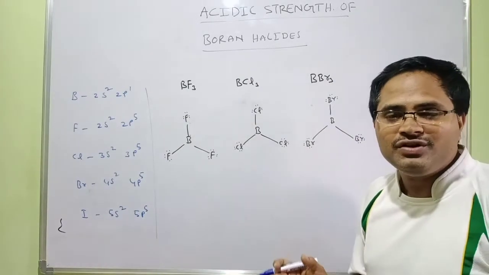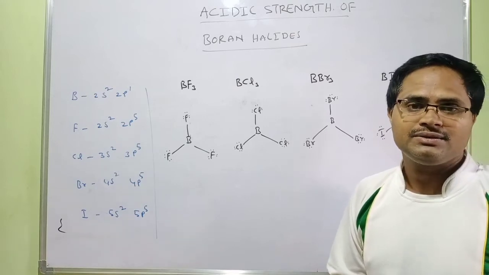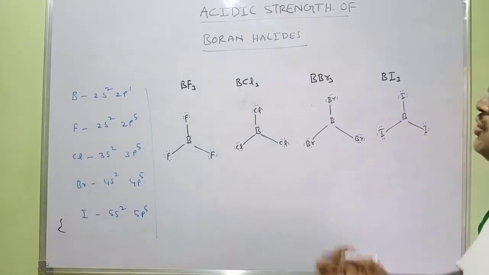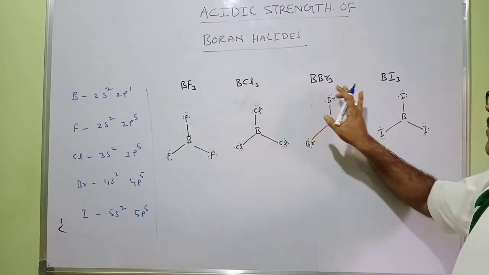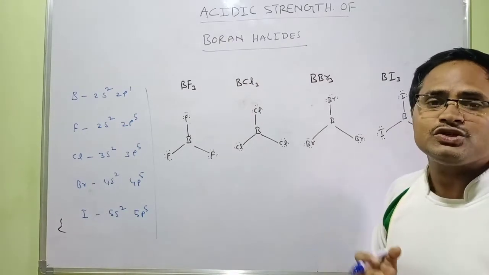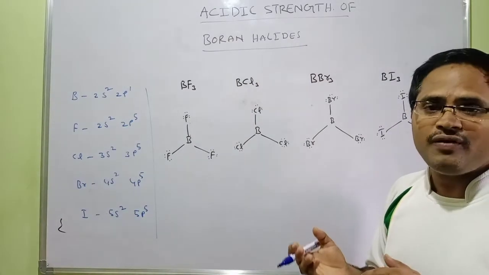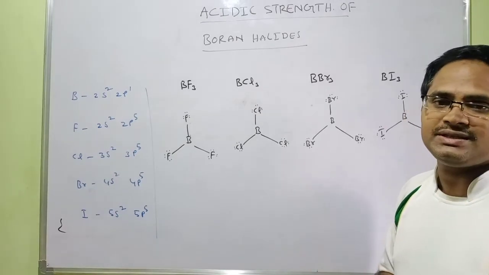Hi students, in this video we are going to see the acidic strength of boron halides. So look at here: boron trifluoride, boron trichloride, boron tribromide and boron triiodide. We know that boron halides act as Lewis acids, but we are going to find now which is a strong Lewis acid and which is a weak Lewis acid.